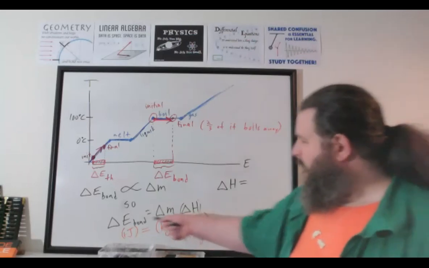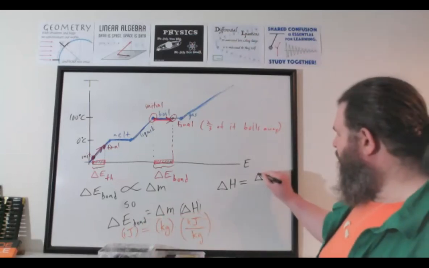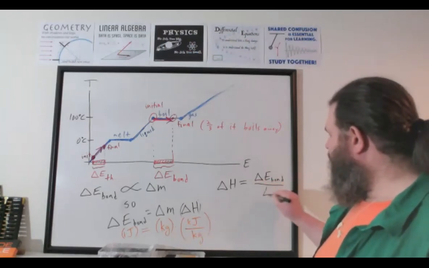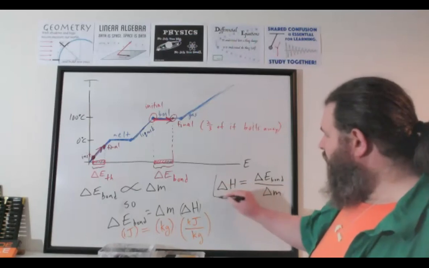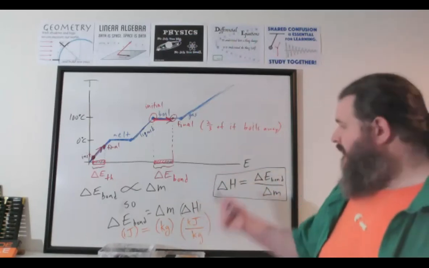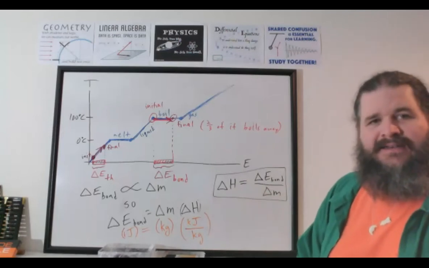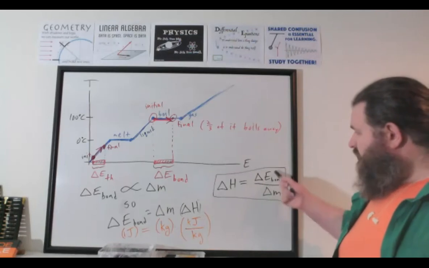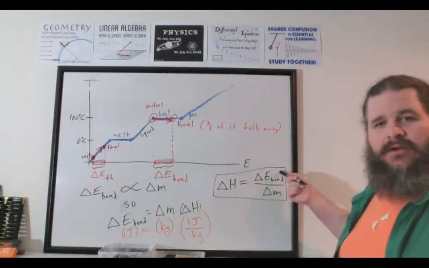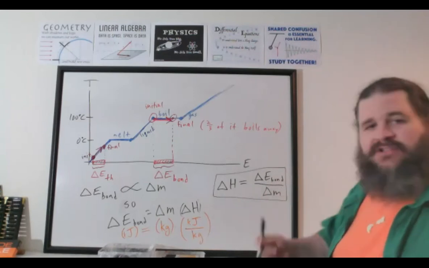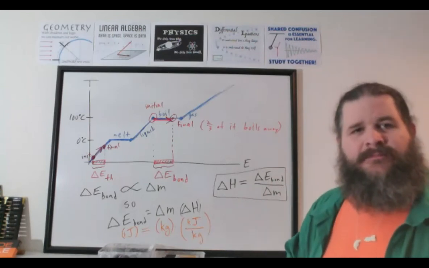Yeah, if we just divide both sides by delta M, we get delta energy, specifically delta E bond, divided by delta M. So this is a very useful way of thinking about what delta H means. Delta H, the enthalpy of melting or latent heat, whatever you want to call it, is this ratio of how much energy you're adding or removing, divided by how much mass changes phase as a result.